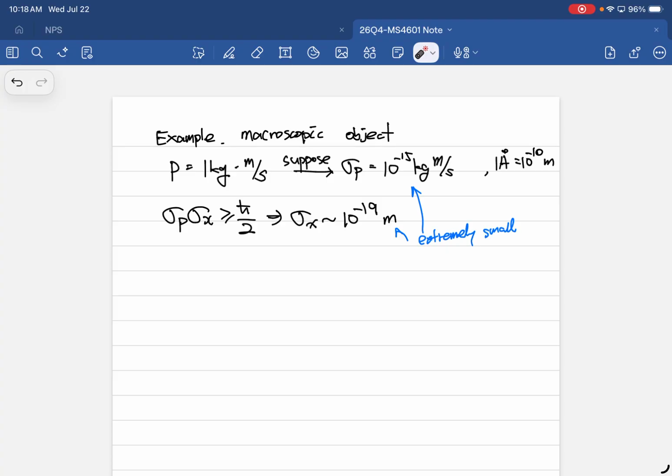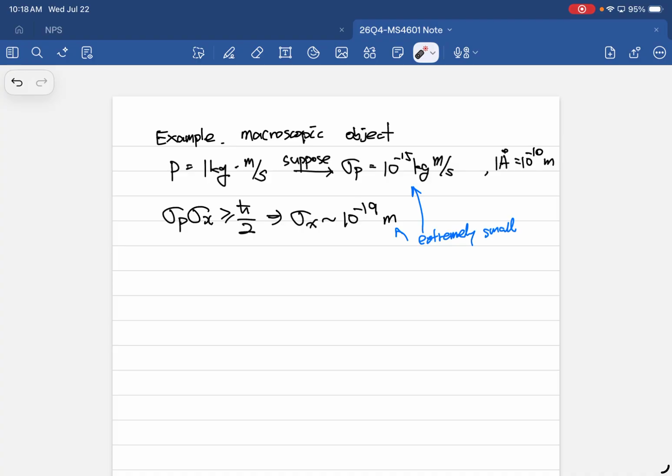Sorry, what's that 1A star? Oh, an angstrom. 1 angstrom is 10 to the negative 10th power meter. Atom size is like 1 or 2 angstroms, so I just want to give you a reference for how small these values are. They are extremely small, even much smaller than atom size.